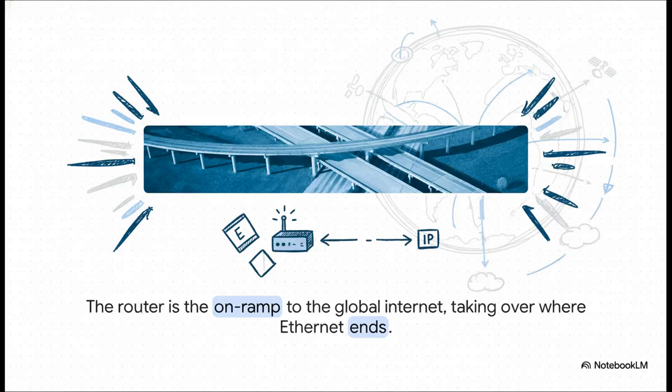So the switch delivers that Ethernet frame to the router. Then the router takes that digital envelope, opens it up, and pretty much throws away the local MAC address info. It looks inside at that other address, the IP address. And it's the router that then sends your data out onto the global highway, using that IP address to navigate the giant sprawling map of the internet. It's just a perfect handoff.